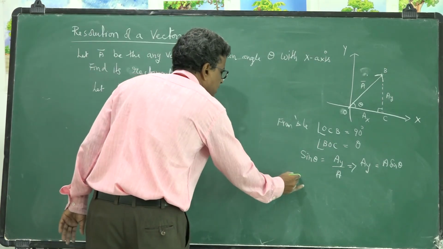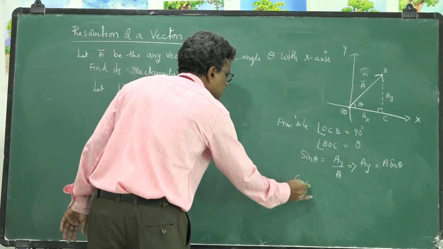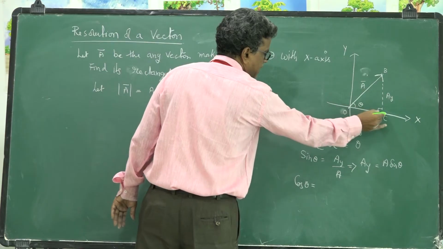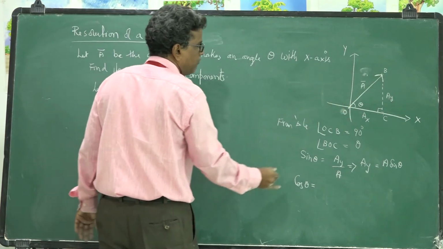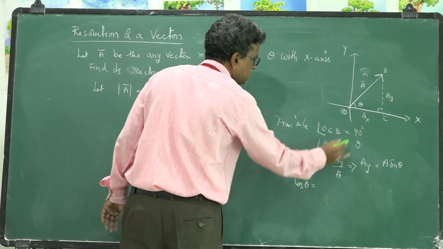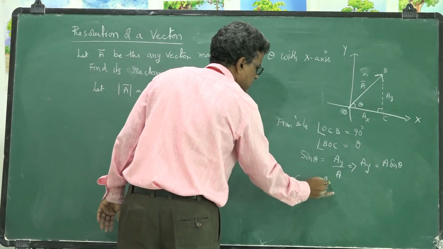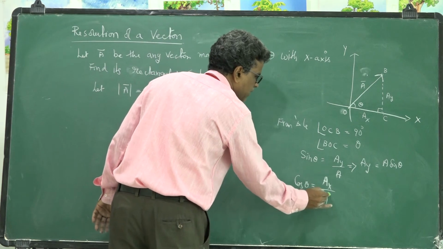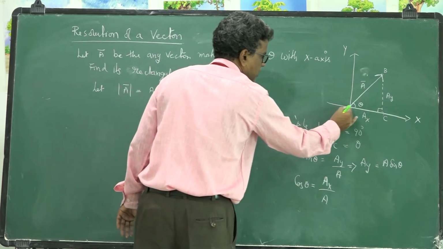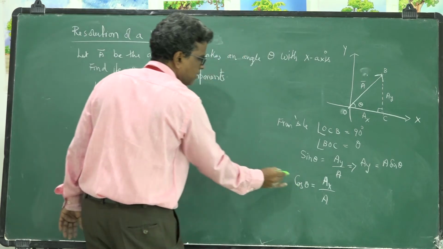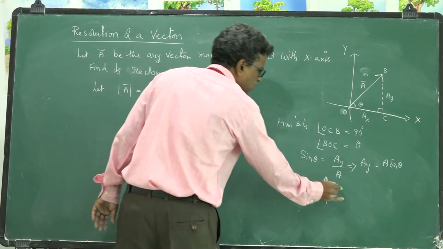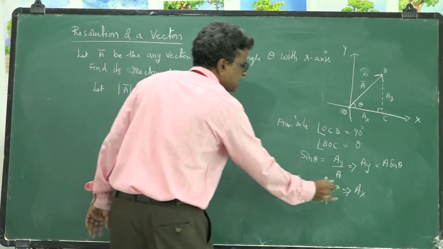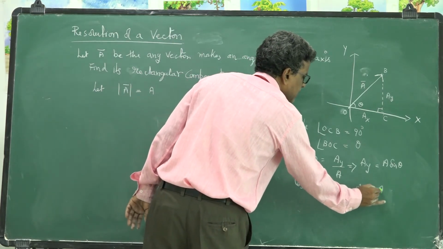If you apply the cos theta formula, what is cos theta in this triangle? Adjacent side by hypotenuse. What is the adjacent side? ax, by a, the magnitude of the vector. So adjacent side by hypotenuse becomes cos. So with this, you cross multiply, you will get ax is equal to a cos theta.